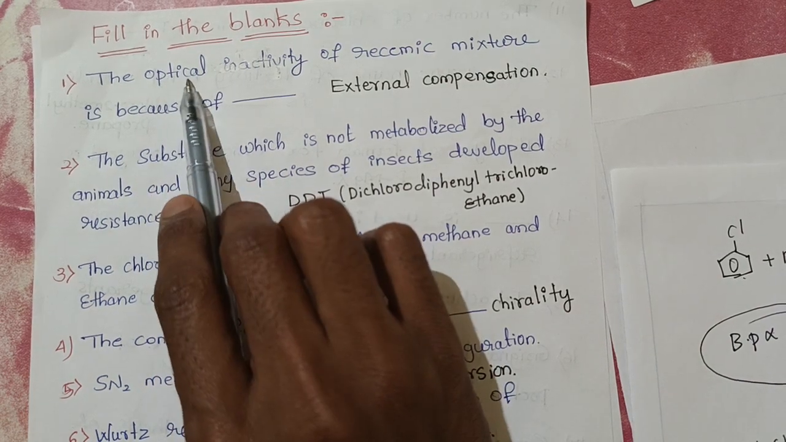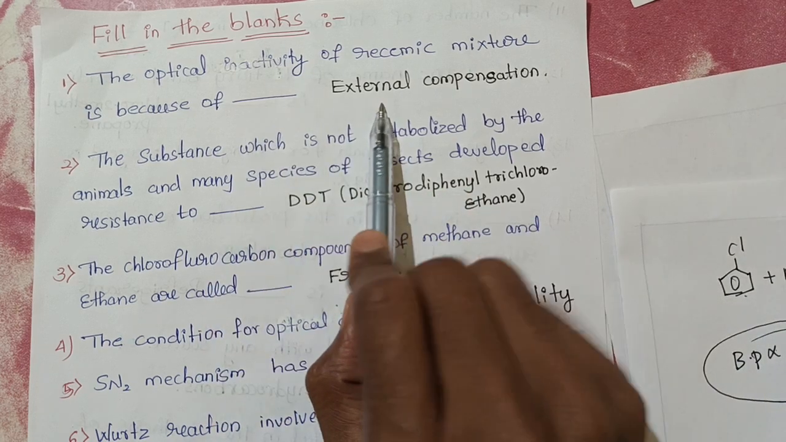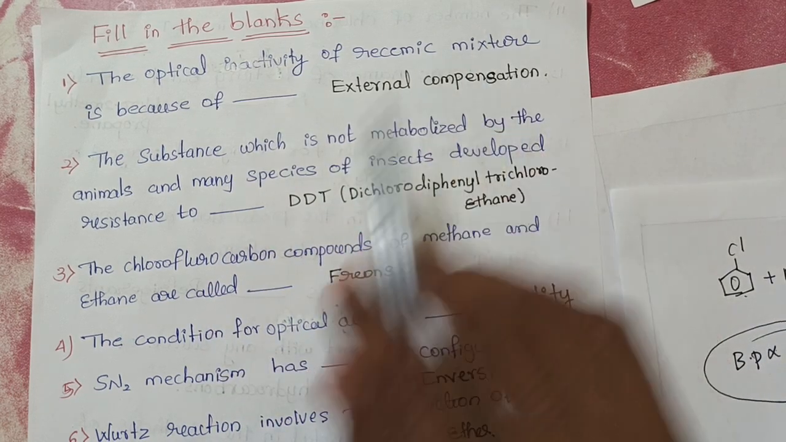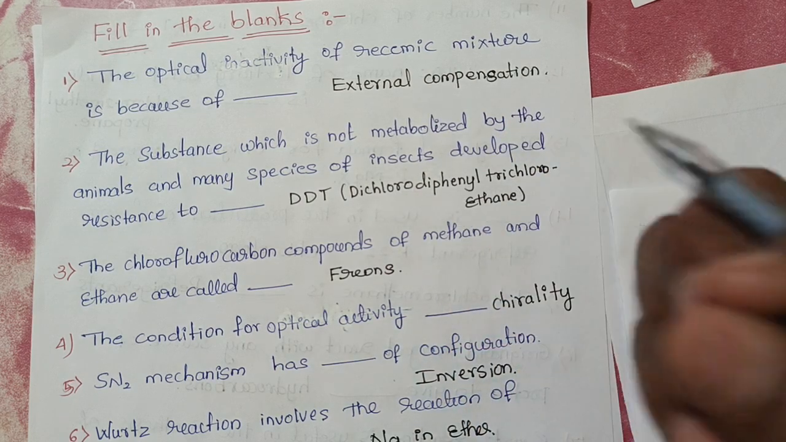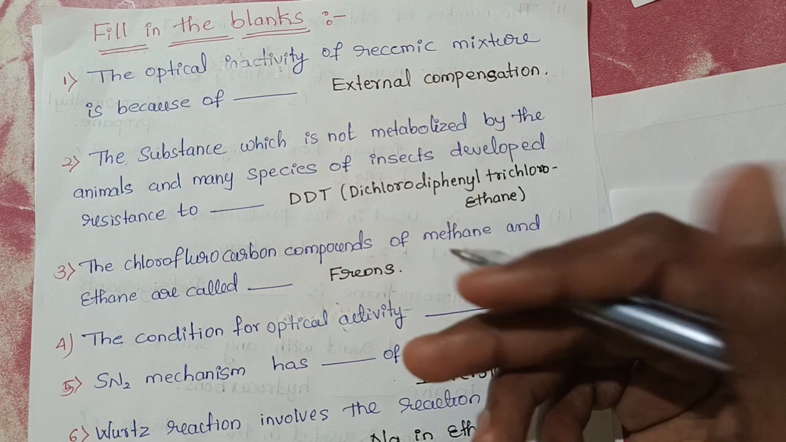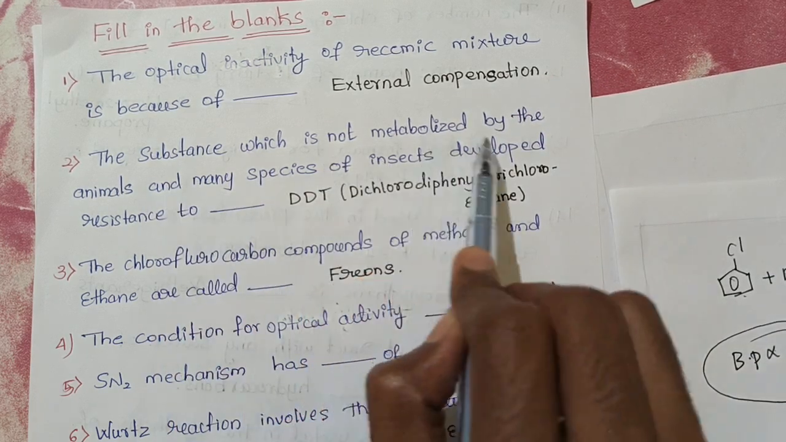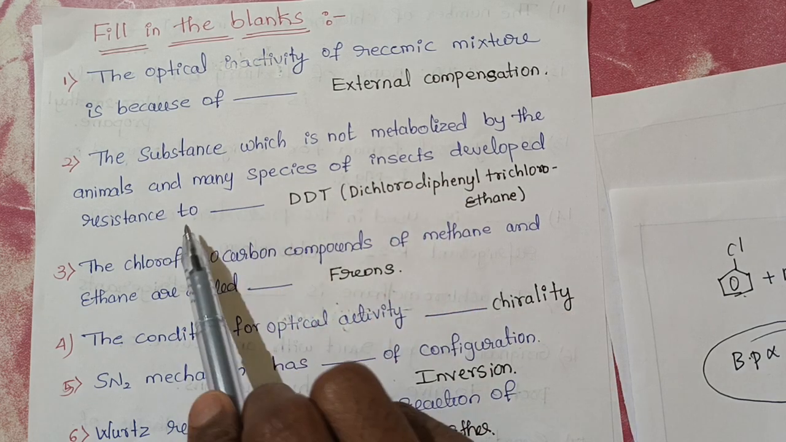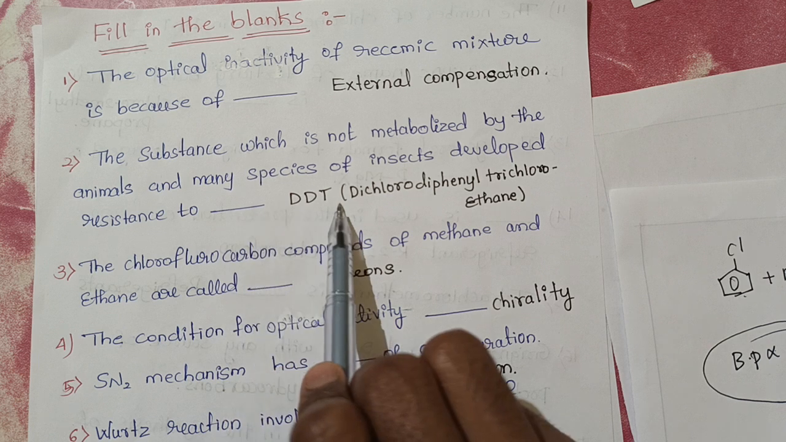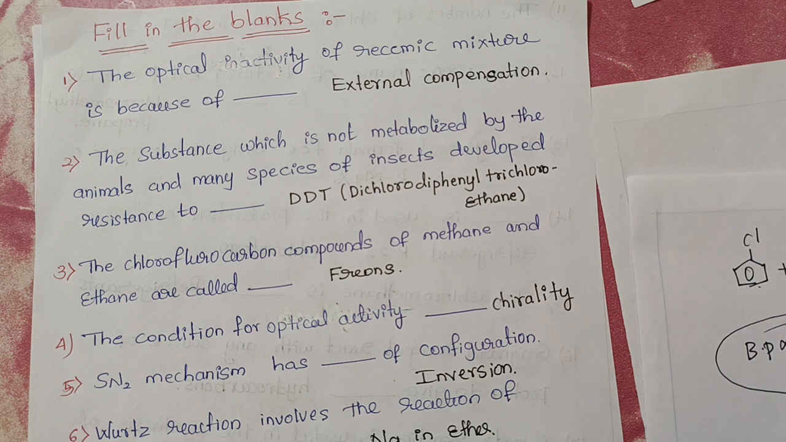The first fill in the blanks: the optical inactivity of racemic mixture is because of external compensation. Anyway, they give the answer within the bracket, so you can easily answer all these 5 fill in the blanks. The substance which is not metabolized by the animals and many species of insects develop resistance to. So this is DDT.